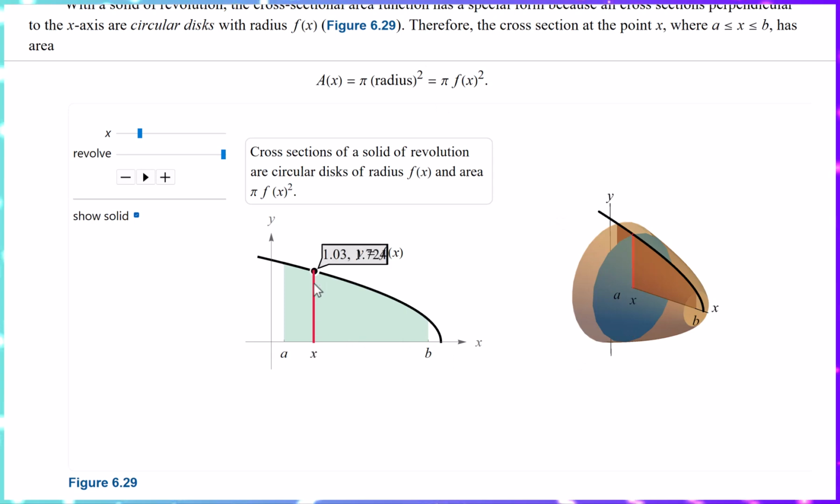Well, that's where we come back over to the region, and on this particular graph, the radius of that disk, because the height of this little piece that got rotated around, is going to give us that radius. So the height of that little piece is f of x minus 0, because the lower bound of it was the x-axis.